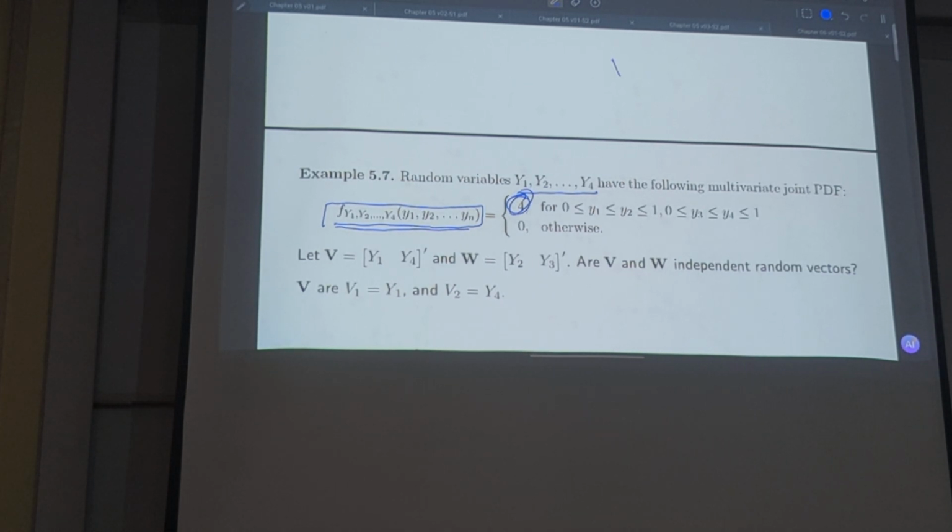One is V equal to y1 and y4. And W is equal to y2 and y3. So this is the vector, this is the vector. Now question is, are V and W independent? Yes? How can we find that?